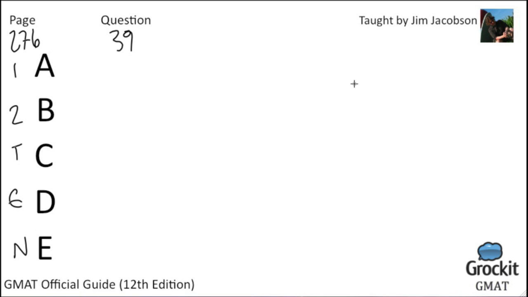In a random sample of 80 adults, how many are college graduates? Good question. There's no other information in the question stem, so we really just have to hit the statements. Statement number 1. In the sample, the number of adults who are not college graduates is 3 times the number who are college graduates.